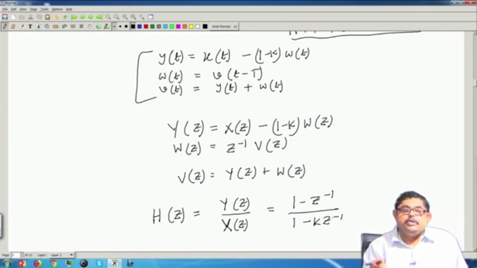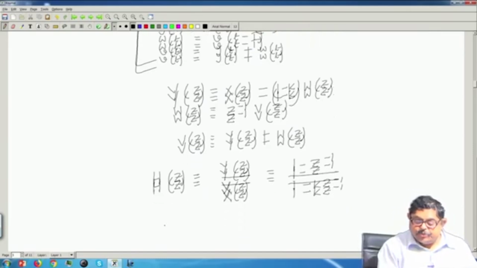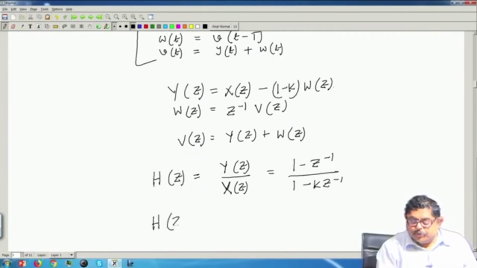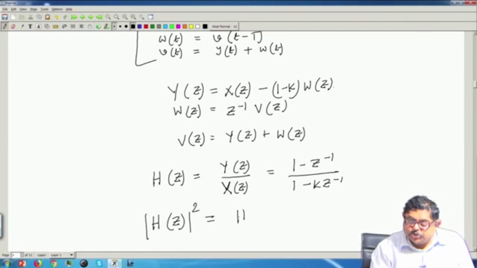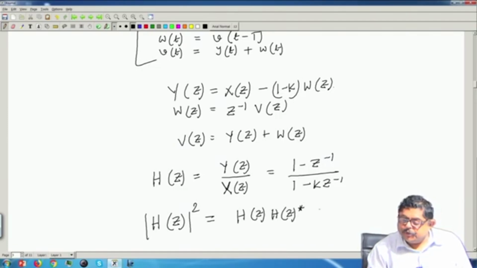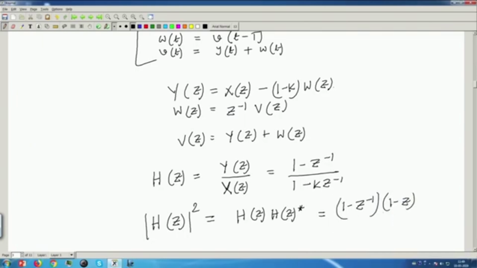So, this k is in your hand, it can play, that we will see. Before that, let me see what the power transfer function is. This will be Hj into Hj star, and I know it will be 1 minus z inverse into 1 minus z by 1 minus k z inverse into 1 minus k z.